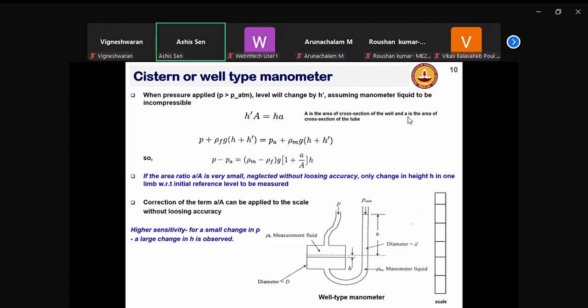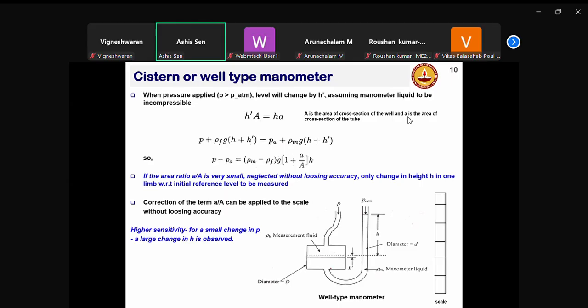So how is it? You have a large chamber on the left. So when there is a pressure change, when P is different compared to P atmospheric, let's say P is higher than P atmospheric, on the left, the meniscus is going to go down, the level is going to go down. On the right, it is going to go up. But the same volume of fluid that is going down here will go up here. But this chamber has an area of cross-section much larger than that in the right limb.